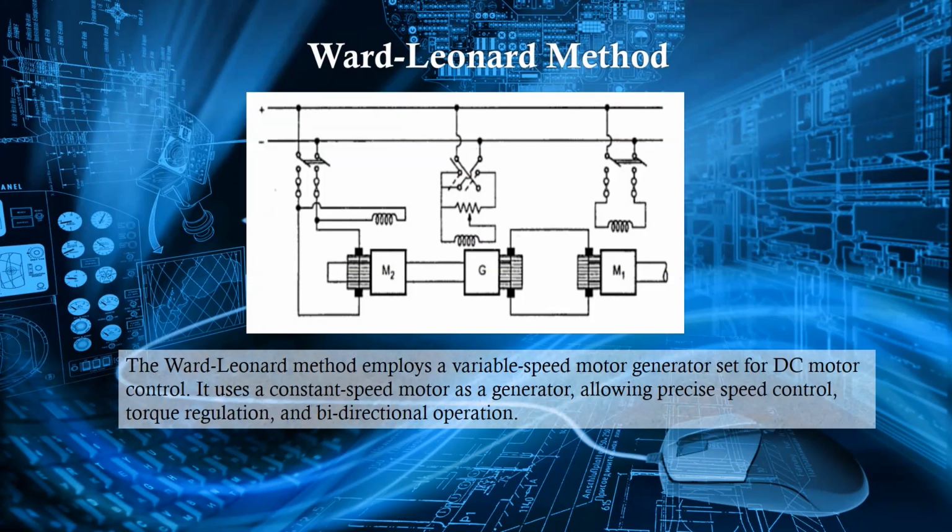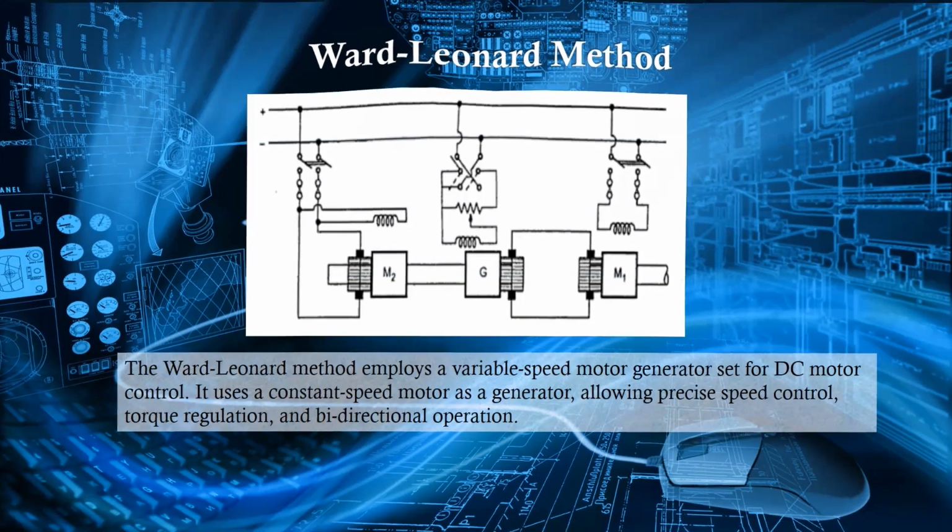Now I will talk about the Ward-Leonard method. It involves using an auxiliary motor generator set to control the speed of DC motor. The motor generator adjusts voltage and current, allowing precise speed control. By varying the generator speed, it alters the DC motor's input, providing flexible and reliable speed regulation for various applications.